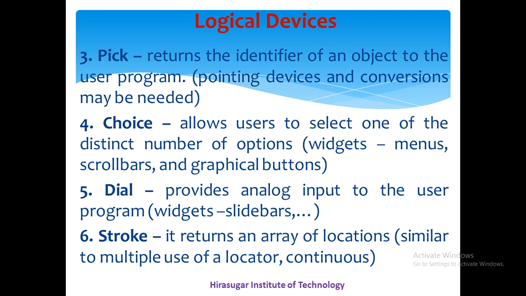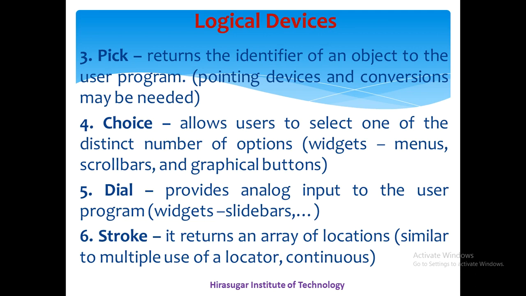Again, those have different identifiers. Those respective identifiers will be returned to your application where you are using this choice device in your program, right? It allows users to select one of a distinct number of options, that is widgets, menus, scroll bars, and graphical buttons. Normally you have seen these in Word and Paint, right? That is a choice. Then the next logical device is a dial. Dial provides analog input to the user program, that is widgets and slide bars, analog inputs to your program. Then next is a stroke.